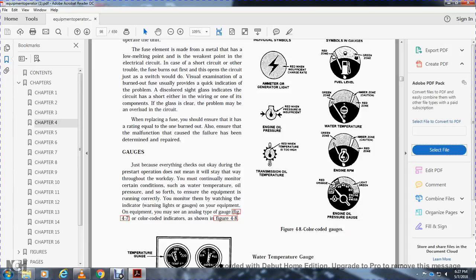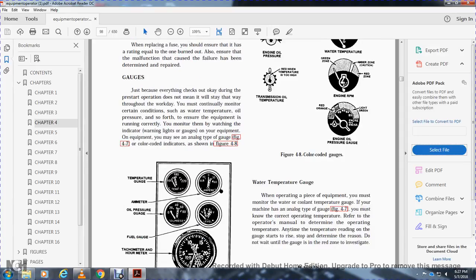Gauges. Just because everything checks okay during the pre-start operation does not mean it will stay that way throughout the workday. You must continue to monitor certain conditions, such as water temperature and oil pressure, and ensure the equipment is running correctly, watching the indicators, warning lights, and gauges on the equipment. These may be analog type, figure 4-7, or color-coded, indicated in 4-8.